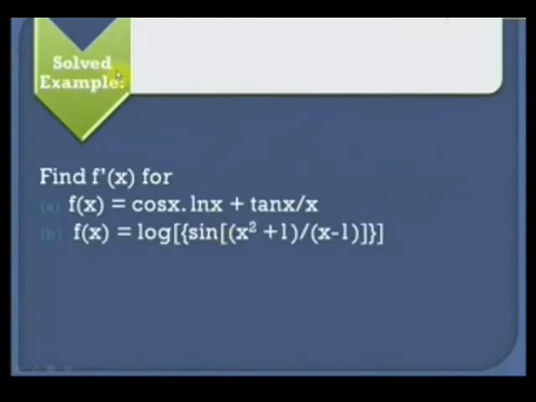Now let's solve one more problem. Find f dash x for part A: f x equal to cos x into ln x plus tan x divided by x, and part B is f x equal to log of sine of (x square plus 1) divided by (x minus 1). So in this problem we have to find f dash x. So let's try to solve the first part.